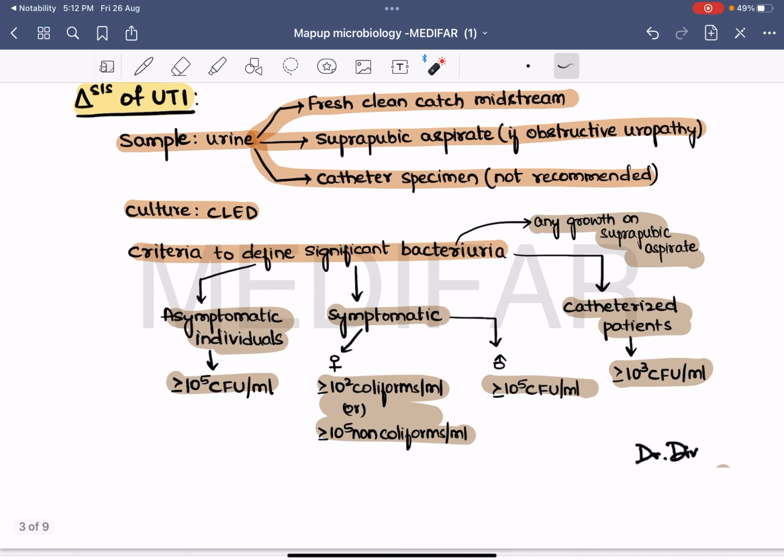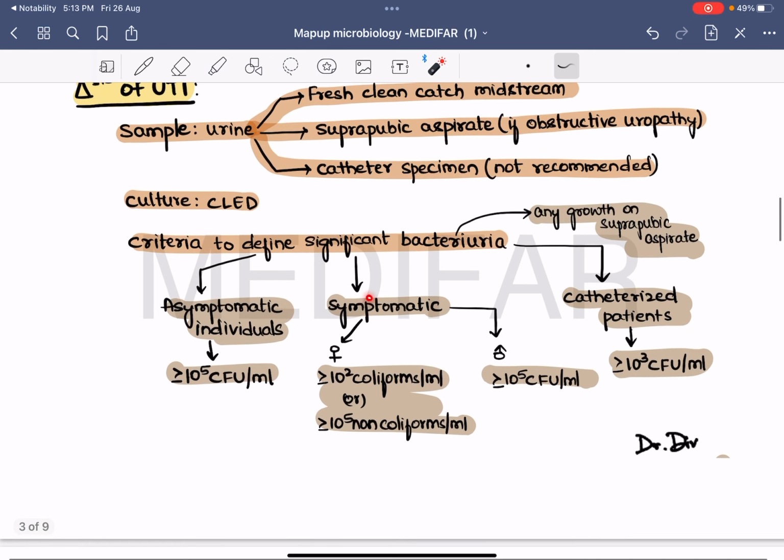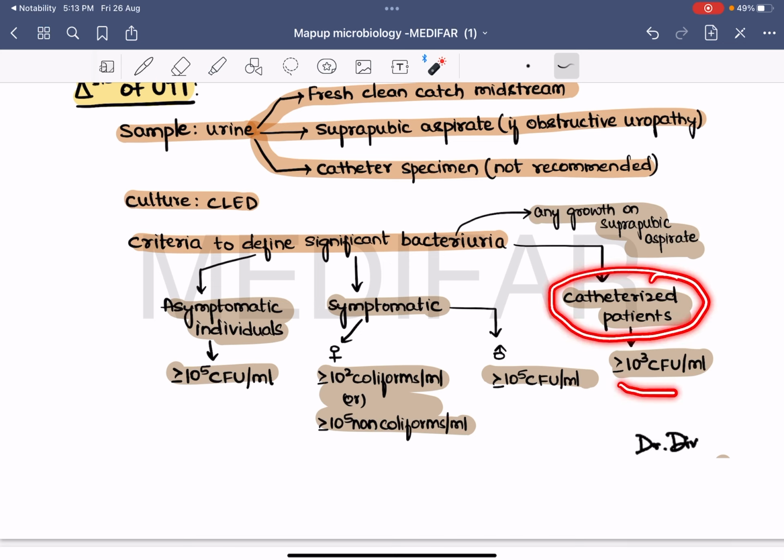Now, this I have already explained to you. The criteria to define significant bacteriuria is more than 10 power 5 colony forming units per ml. This is in asymptomatic individuals. Suppose the patient is symptomatic, presenting with symptoms of cystitis or pyelonephritis. In case of females, it is more than 10 power 2 coliforms per ml or more than or equal to 10 power 5 non-coliforms per ml, and in males it is more than 10 power 5. In case of catheterized patients, it is more than 10 power 3. Catheter, C for C, 10 power 3.